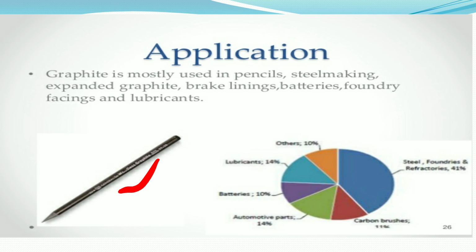Here you can see the carbon brush. This is used for making a carbon brush. This is used for automobile parts. Only 10% is used for batteries. 14% of the graphite is used for making lubricants, and about 41% of graphite is used for making steel, foundries, and refractories.